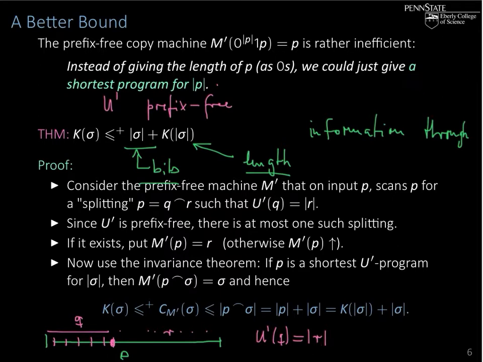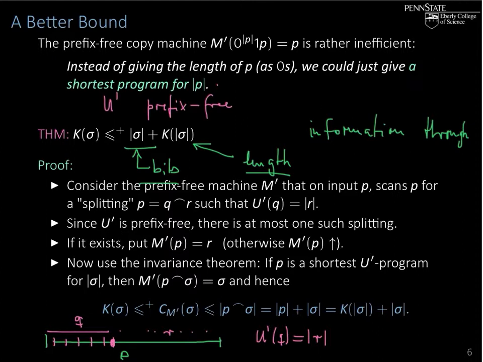So the output is the length of the remaining string. That then outputs sigma, and hence the prefix-free complexity of sigma is, by the invariance theorem, within an additive constant of the prefix-free complexity defined by M prime of sigma. But that's at most, well, we just produced a program for it, namely P concatenated with sigma. So that's the sum of the length of P plus the length of sigma.